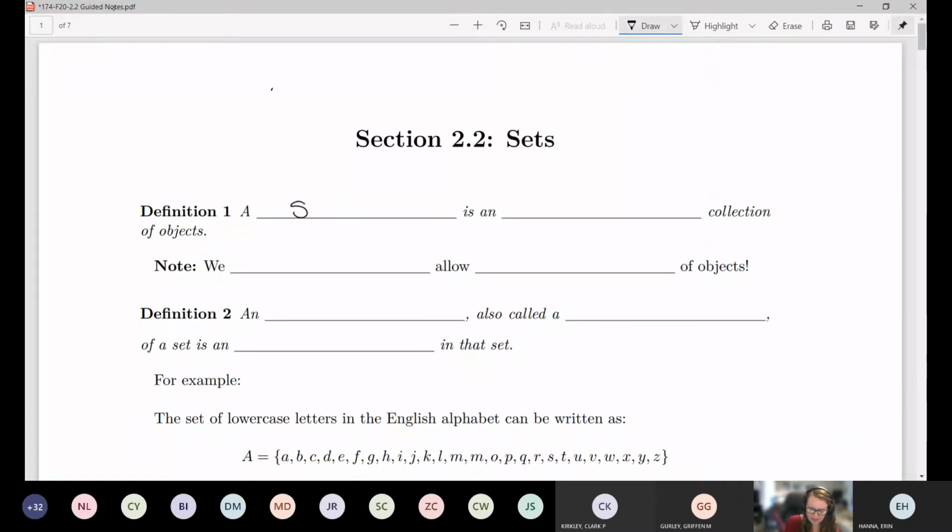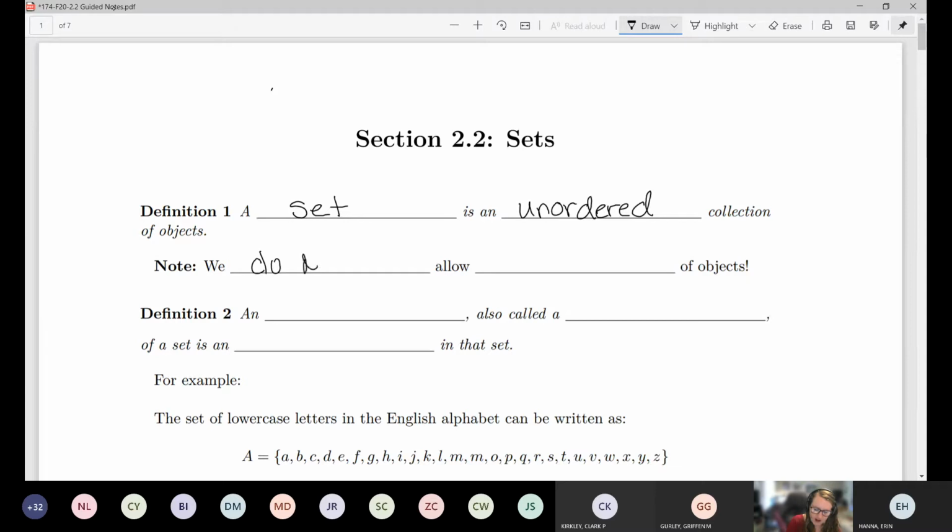So a set is an unordered collection of objects. Now, don't get bogged down with the word objects. By objects, we're usually going to mean variables, but we might consider a set of all USC students, or the set of all fish in the ocean, or something like that. But we can also consider the set of all even numbers.